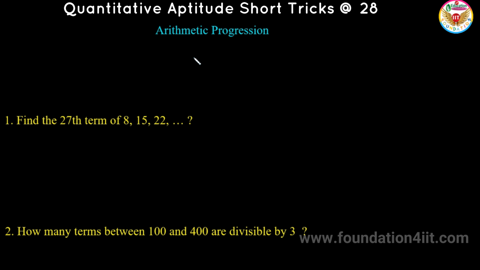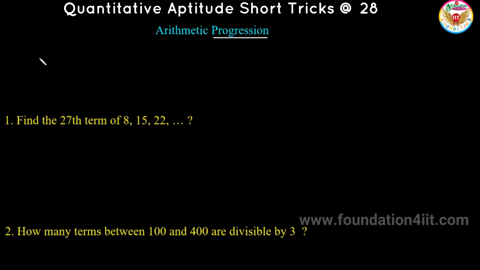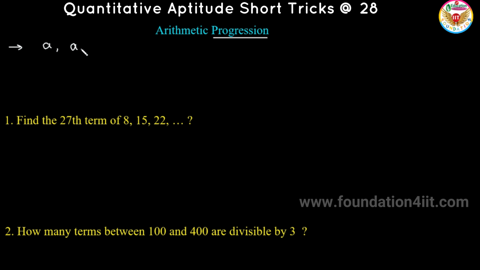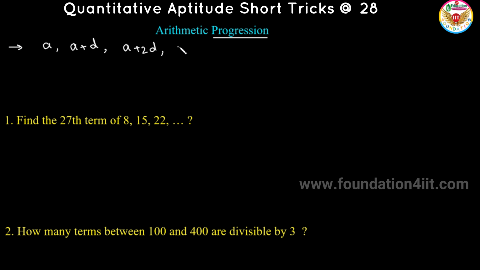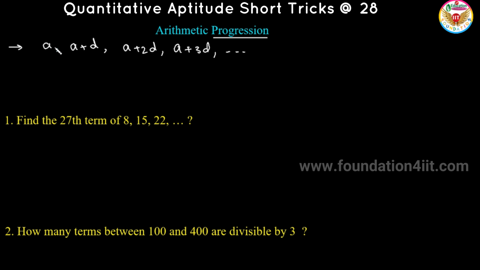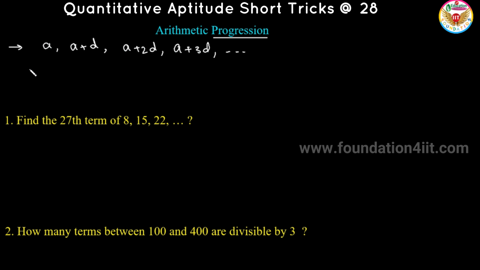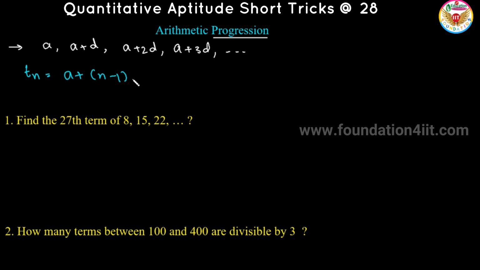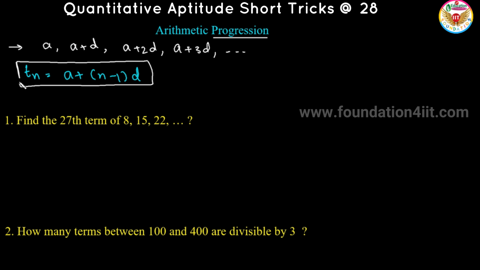First of all, in an arithmetic progression series, the concept is to add a common difference d to the previous term: a, a plus d, a plus 2d, a plus 3d, and so on. Here a is the first term and d is the common difference. To find the nth term, tn, the formula is a plus n minus 1 into d.